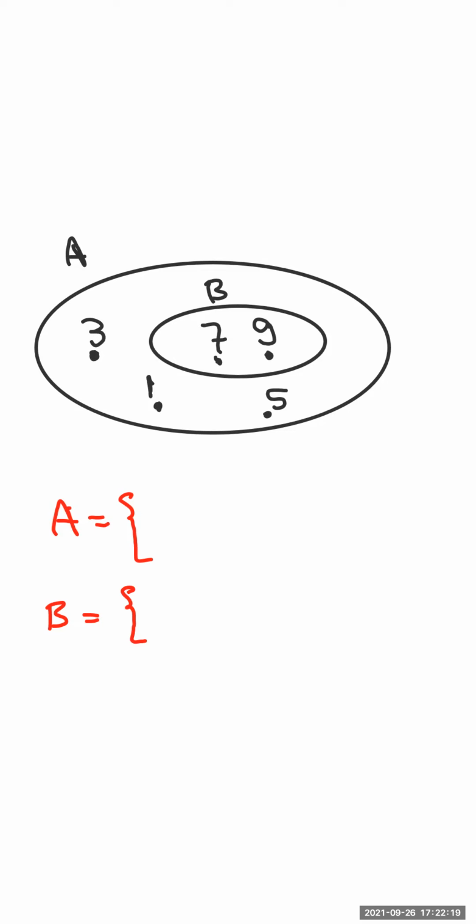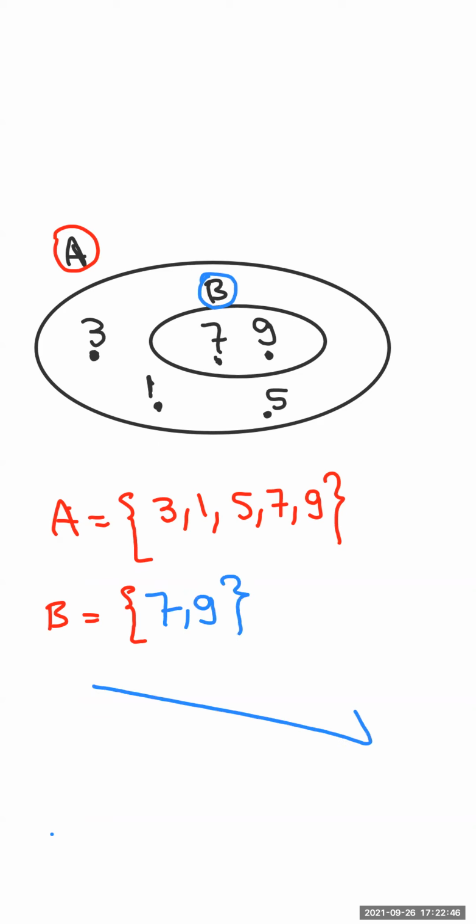Directly, guys, we will look for the elements inside A. A includes everything, so it's 3 and 1 and 5 and 7 and 9, right? But now, what about B? B only 7 and 9. Exactly. So is this question clear, guys? Yes, mister. Okay, very good.